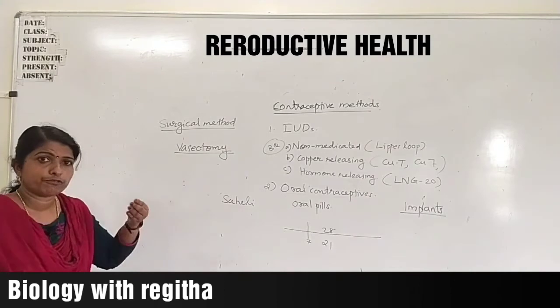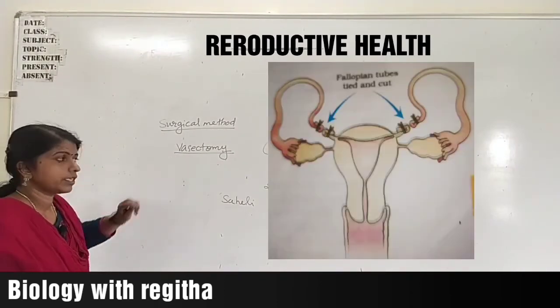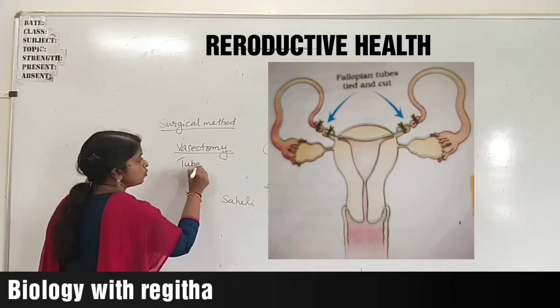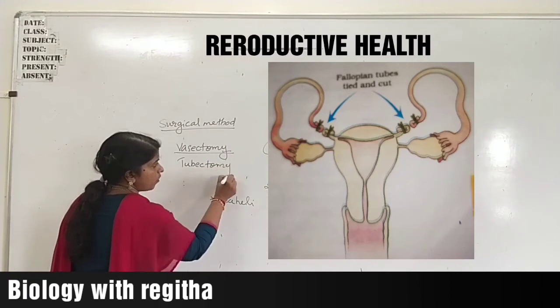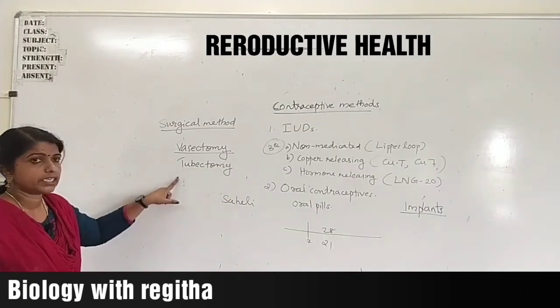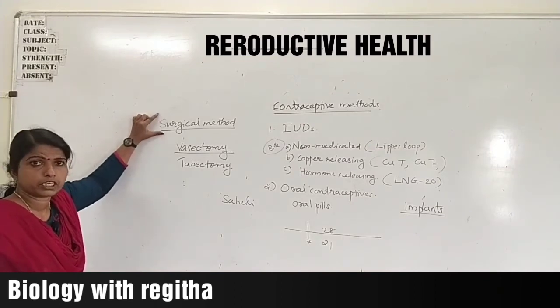And in the case of females, the part of the oviduct is cut or tied together. That is known as tubectomy. Vasectomy and tubectomy, both these methods come under the surgical method. It is a permanent method.